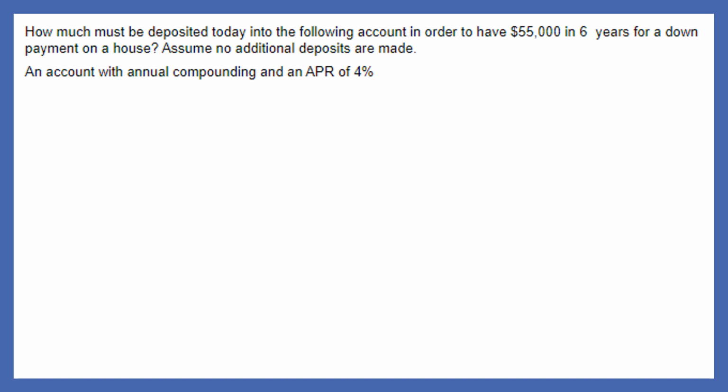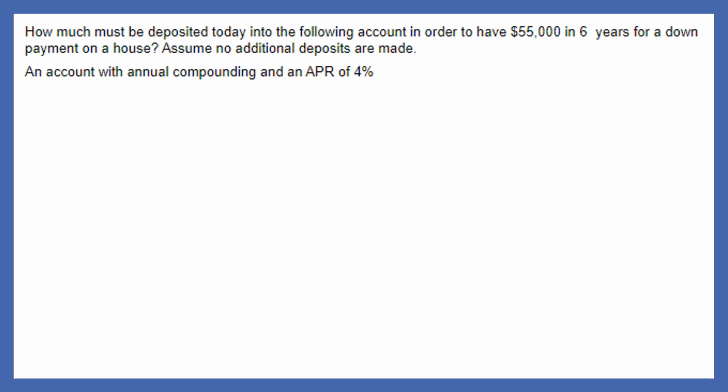All right, this is a common scenario. People want to know how much they need to put away now and let it grow so they have money in the future for a big purchase. In this case, in 6 years, this person would like $55,000 for a down payment on a house. And so, assuming they're not going to put any additional money aside, they just want to put aside enough money, let it grow to 55 over the next 6 years. How much money do they need to put down?